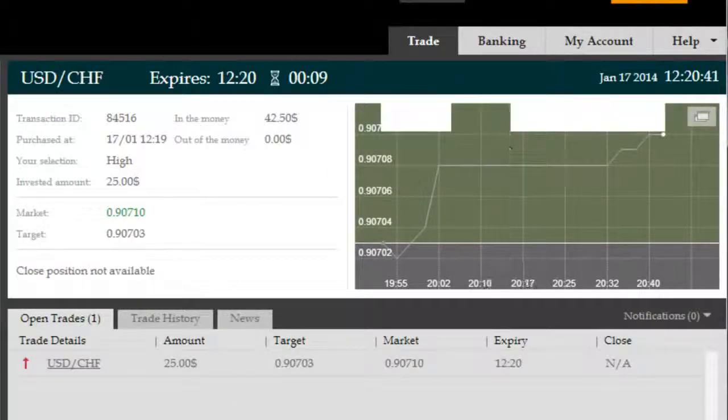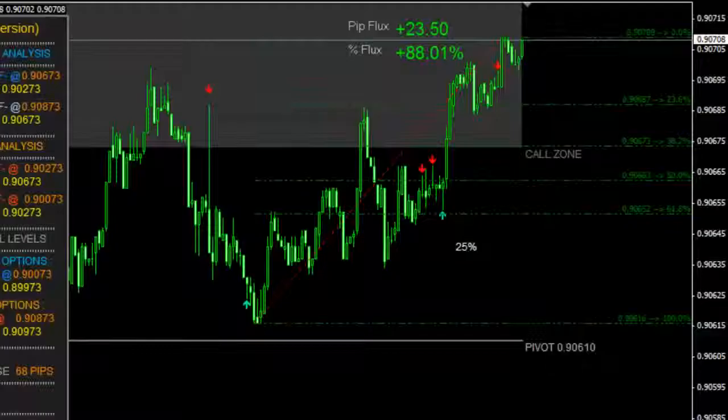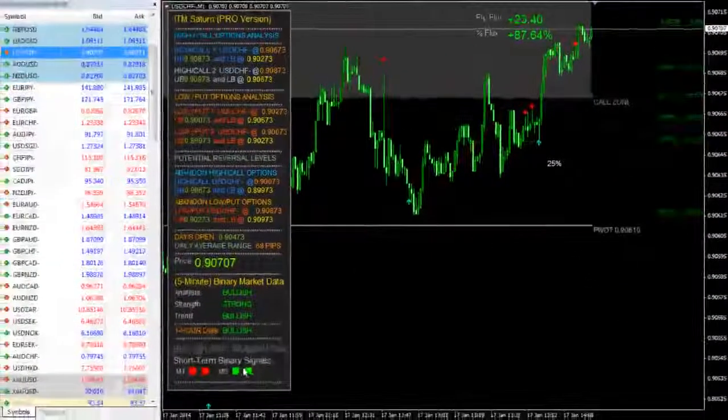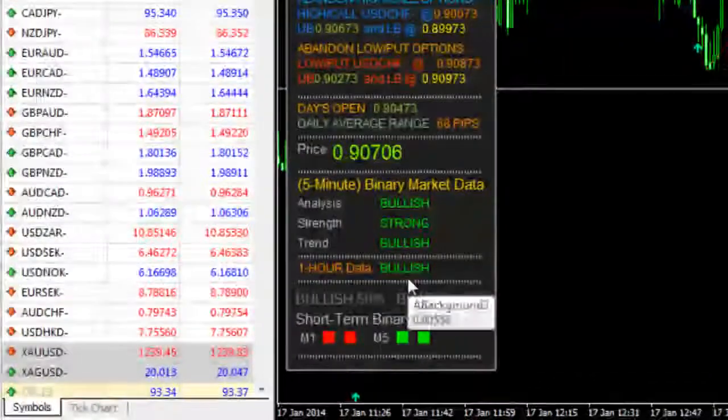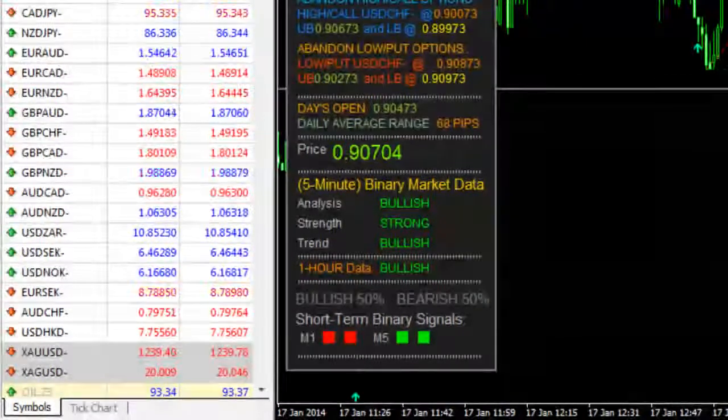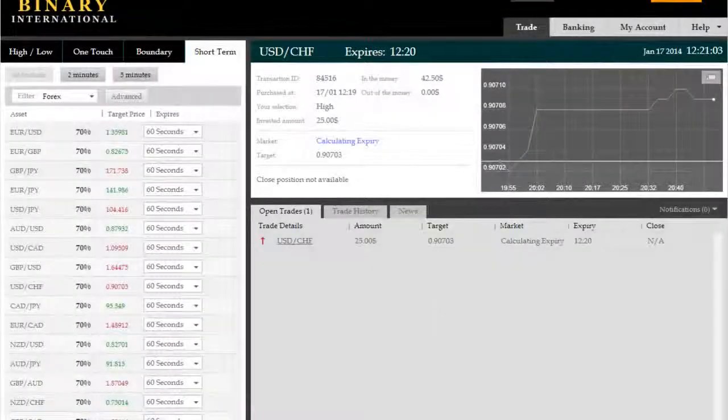So our first trade's gone in the money, as I'd taken information from ITM Saturn Pro, where a near-term support was forming. The M5 probability was bullish, hourly was bullish, strength of the trend was very strong, and as we know from trading everywhere else, trading with the trend is the best thing to do on any time frame, let alone short time frames. Let's go back to our trade and see what's going on. We have expired in the money. That's our first winner for USDCHF on the 60-second time frame, as you just saw me taking that trade.